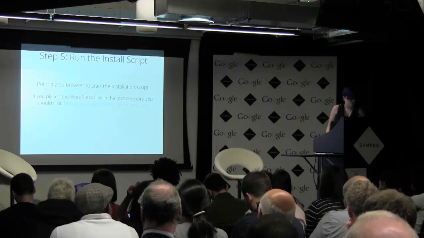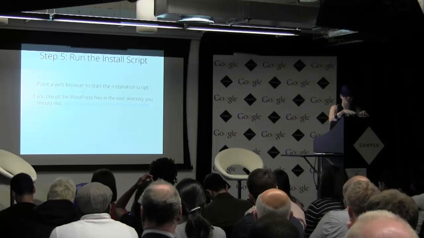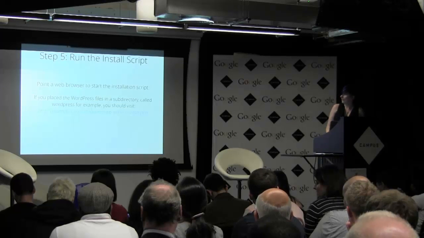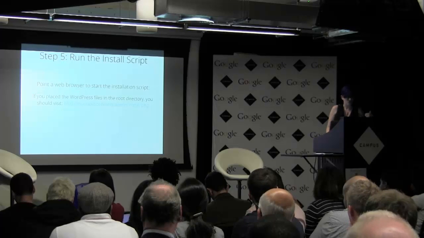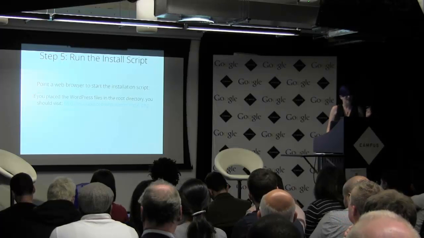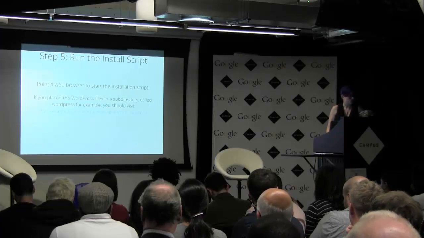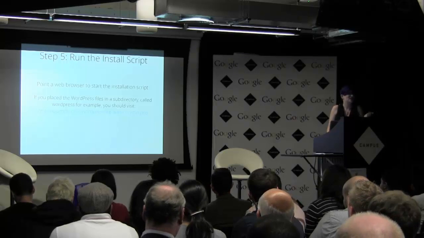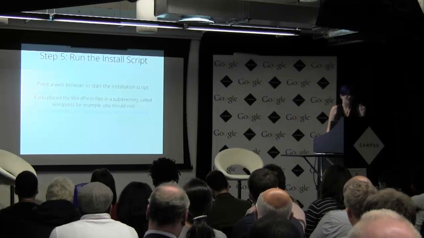And then you just need to point your browser, and by that I mean you just type into your address URL where you put your script. So, if you put it in the root, just do example.com/wp-admin/install.php. And if you put it in a folder called WordPress, do the same, but with the folder: example.com/wordpress/wp-admin/install.php.